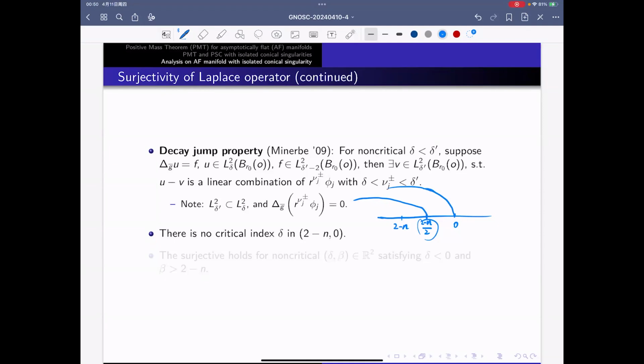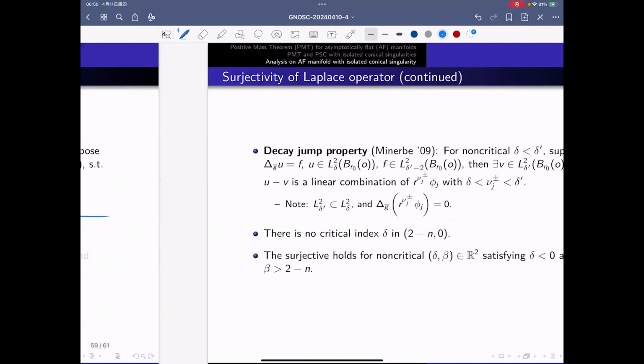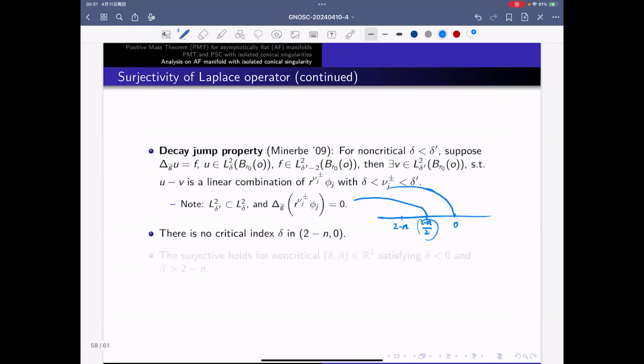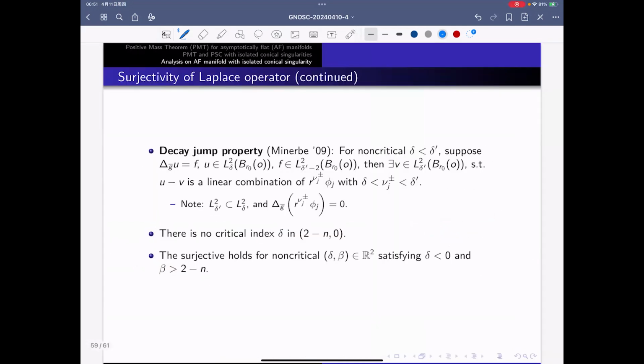And for the index at asymptotically flat infinity, we can extend that to be 2 minus n. So now we get surjectivity for the Laplace operator for non-critical index delta beta. So delta is less than zero, and beta is strictly greater than 2 minus n. Then this region will be good enough for us to solve the harmonic equations, so the harmonic functions that we need. Okay.